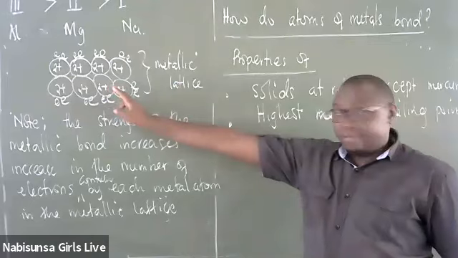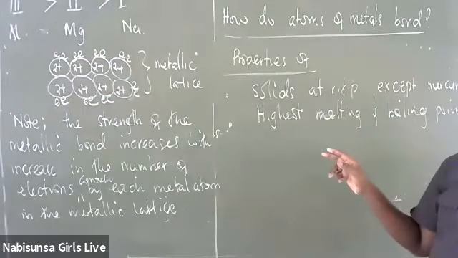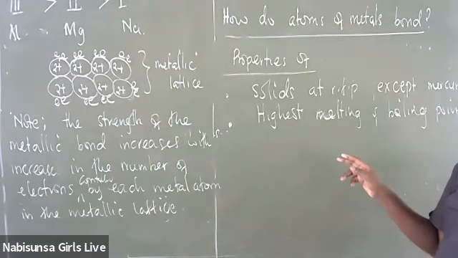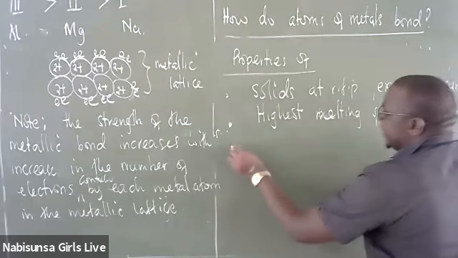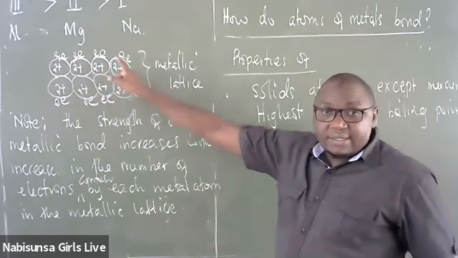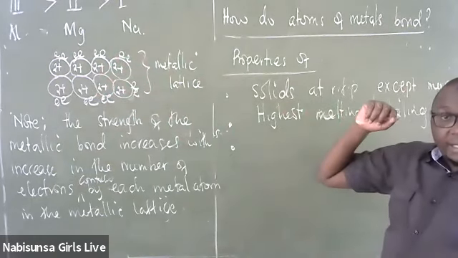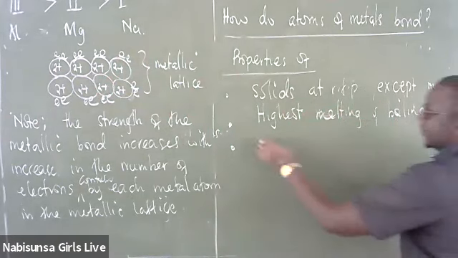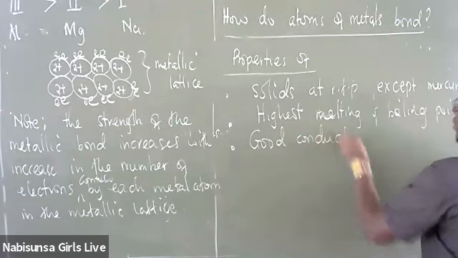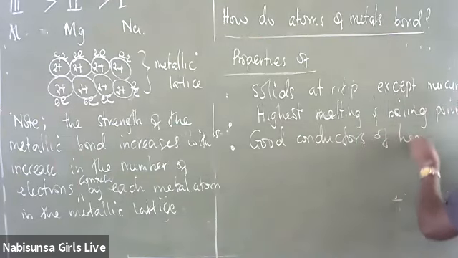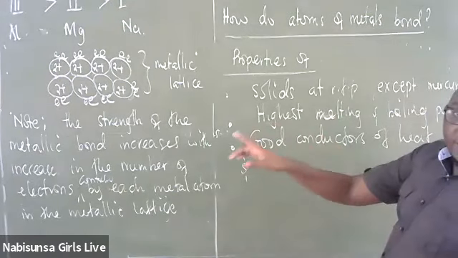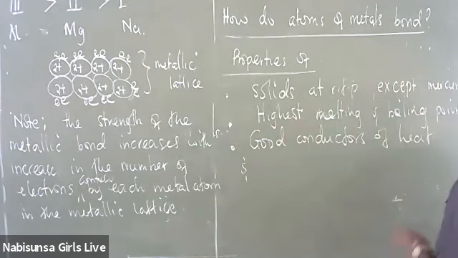The third one, before I finish. Remember these electrons that keep on moving around, they are the ones, since they're going to be good conductors. Very good conductors of heat and electricity. Why? Because they have delocalized electrons within the metallic lattice.